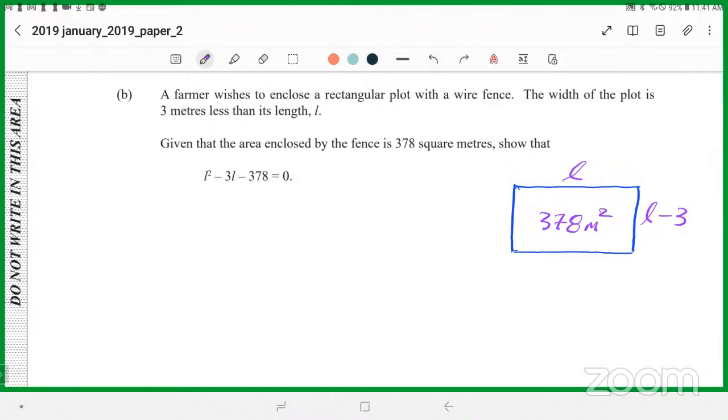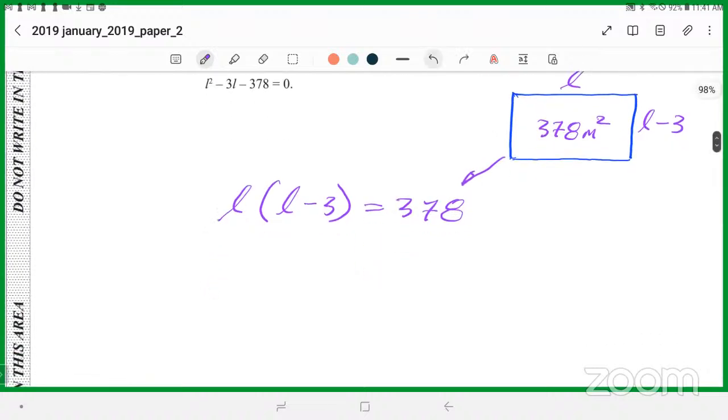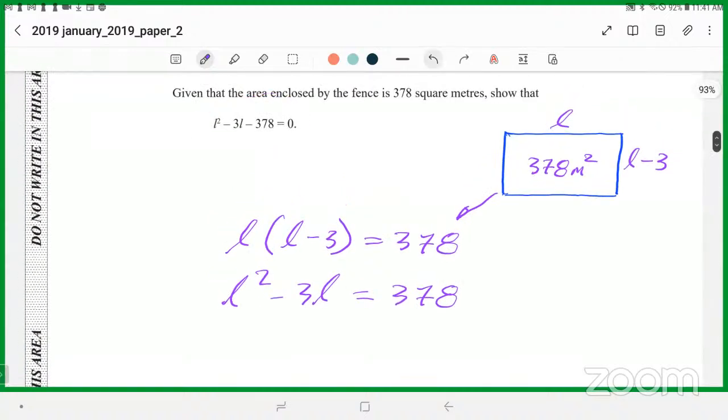So the length times the width. Based on this sketch, I can say the length times the width is equal to the 378. I don't need to put in the meters. All right? And then if I expand this side, I'm going to get L squared minus 3L equals 378. We are working towards this, so we see that we only need to transpose this 378 to this side.